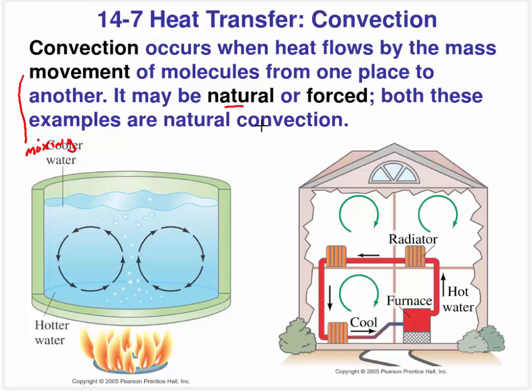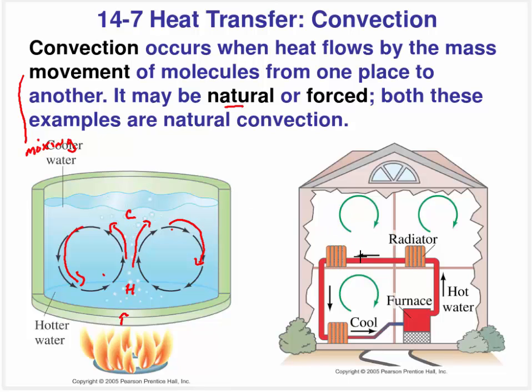Both of these examples are natural, where here we have a heat source. We're going to have some conduction through the bottom of the pan. Now we have some hot water. This hot water has a different density than the cold water, and so it's going to tend to rise. Remember, less dense things tend to rise. And then we're going to get a cycle right here where the cold air sinks, gets heated up, and so on and so forth, so we can reach our equilibrium temperature much more efficiently.